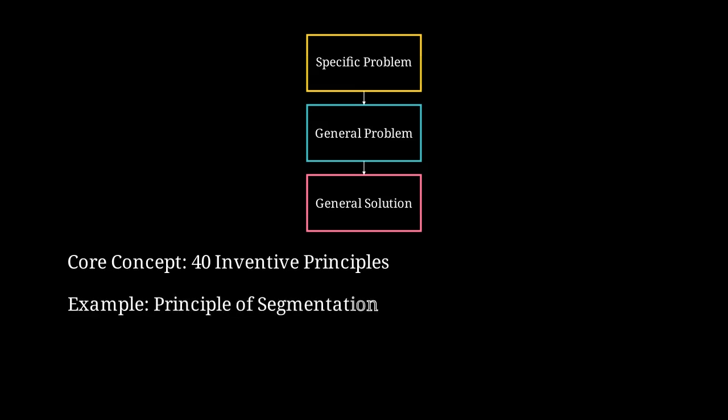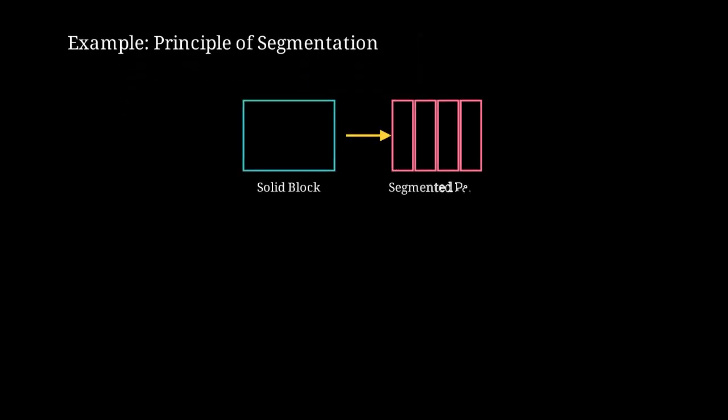For example, the principle of segmentation suggests dividing an object into independent parts. Segmentation transforms a solid block into modular parts, enabling easier maintenance, replacement, and customization. The contradiction matrix is a powerful TRIZ tool that maps conflicts to inventive principles.